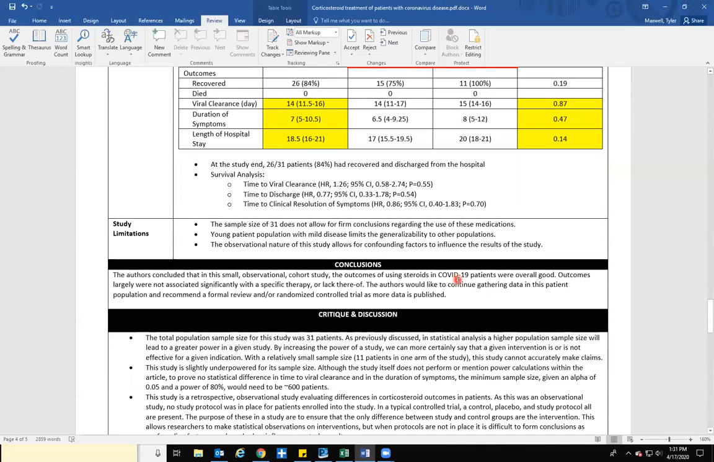So in conclusion, the authors concluded that the outcomes were overall good in this study, and there were no outcomes that were statistically associated with any of the two therapies, or the lack thereof. So they would like to continue gathering data in their patient populations, and then recommend a formal randomized controlled trial somewhere in the future, to be able to formally evaluate the use of steroids in these patients.